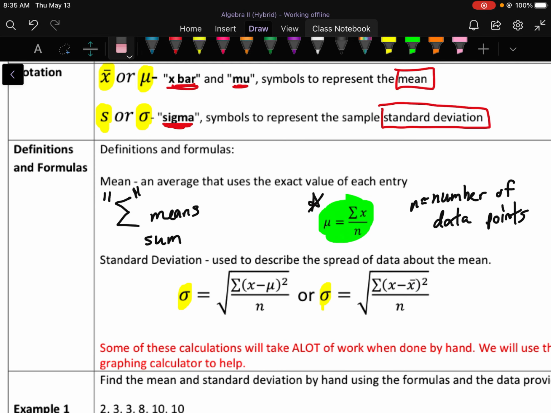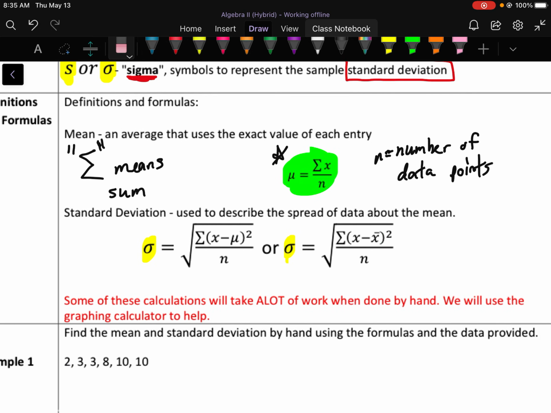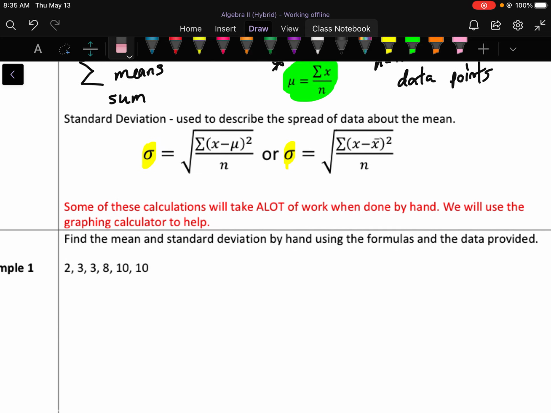Some of these calculations will take a lot of work when done by hand. So we're going to do one by hand. You can see right below there are 6 pieces of information, and you'll see how much work it is for 6. Then we'll do the rest by calculator, and I will show you how to do that. Make sure you know how to use the calculator, because the majority of what you're going to have to do is just understanding the symbols and being able to use your calculator for the basic statistics unit that we're about to cover here.